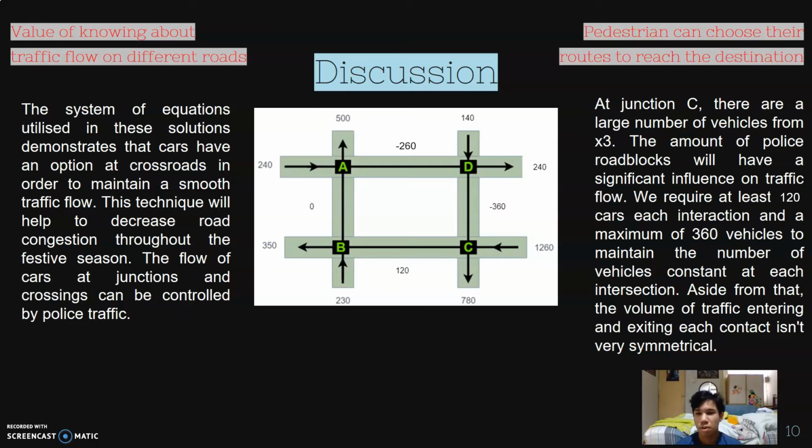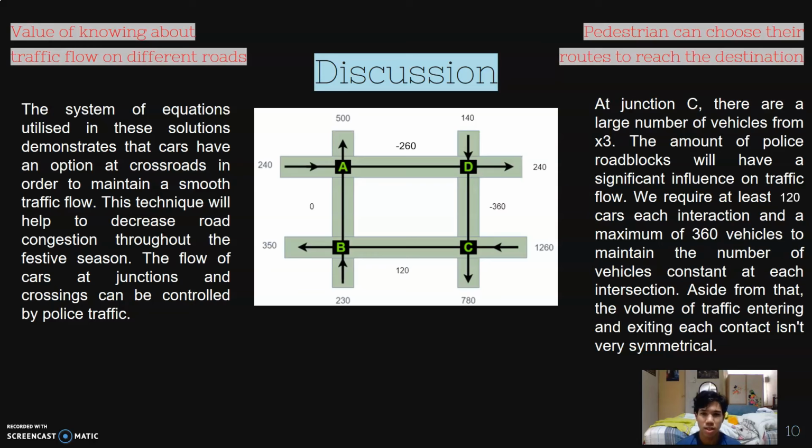The first point of this discussion is the value of knowing about traffic flow on different roads. The system of equations utilized in these solutions demonstrates that cars have an option at crossroads in order to maintain a smooth traffic flow. Logically, this technique will help to decrease road congestion throughout the festive season, which is every year. The flow of cars at junctions and crossings can be controlled by traffic police.